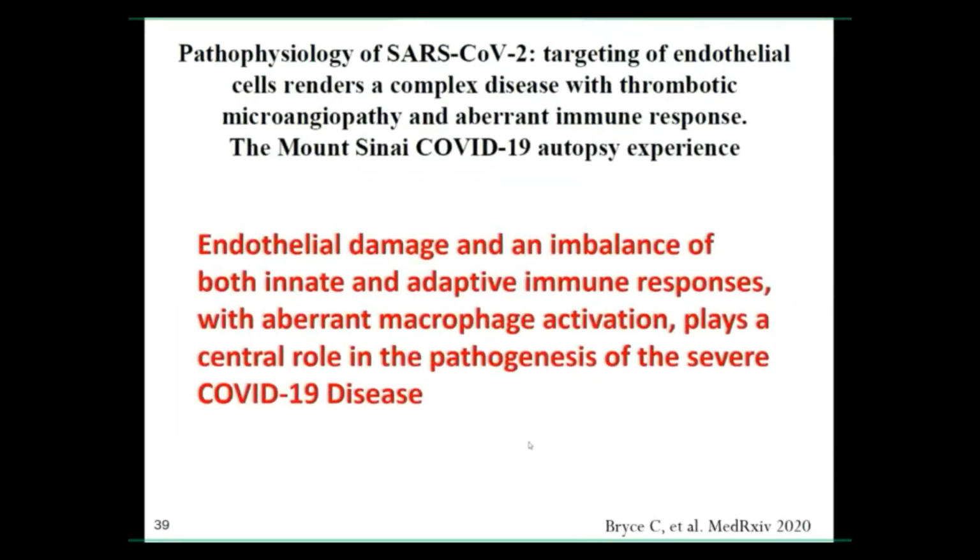This is probably one of the best papers that have been published. So this was an autopsy series from Mount Sinai. What they did is they collected clinical, biochemical, microbiological, and pathological data and tried to put this all together to create a picture of what COVID does. And it's entitled Pathophysiology of SARS-CoV-2, Targeting of Endothelial Cells Renders a Complex Disease with Thrombotic Microangiopathy and Aberrant Immune Response. Basically what they found: endothelial damage and an imbalance of both innate and adaptive immune responses with aberrant macrophage activation, which plays a central role in the pathogenesis of this disease.